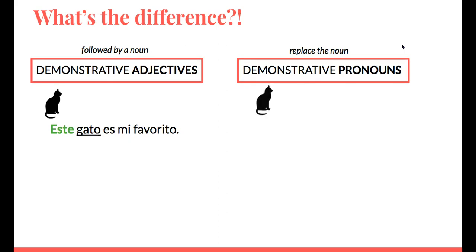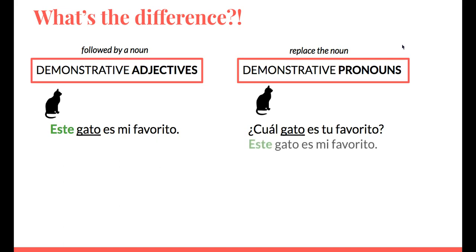But let's say you ask me a question, and you ask me, "¿cuál gato es tu favorito?" Which cat is your favorite? I could say, "este gato es mi favorito," and just point to the cat and say, this cat is my favorite. But I'm saying that word cat a lot. In the question, you said "cuál gato," so we can assume that I'm going to answer about a cat. So I can get rid of that word and just say, "este es mi favorito."